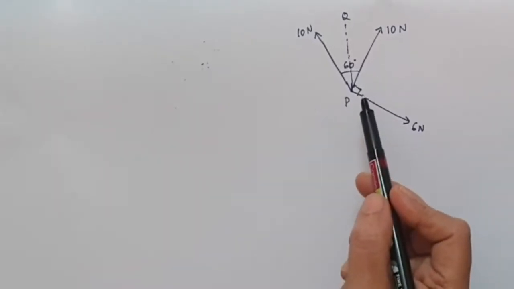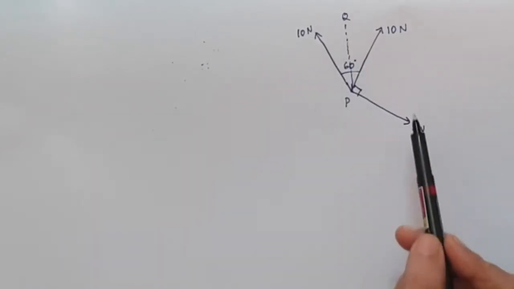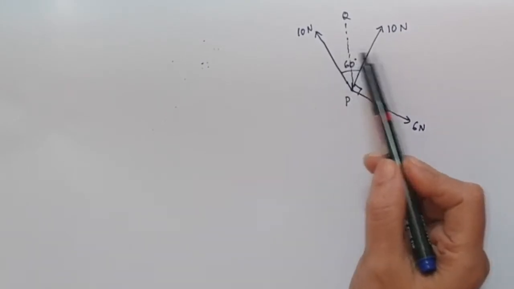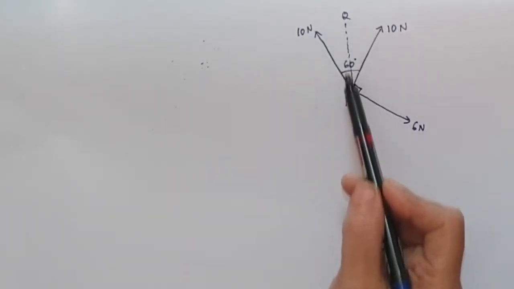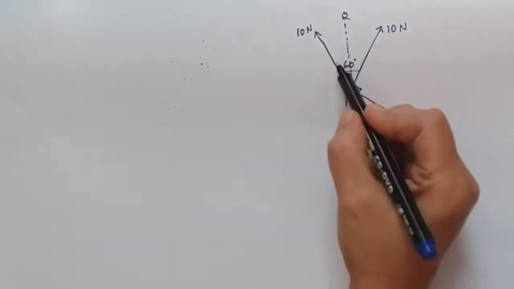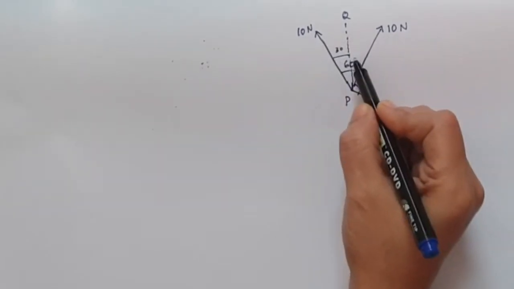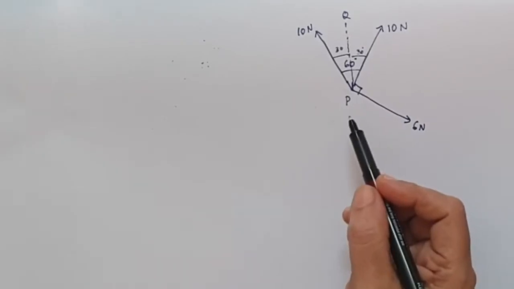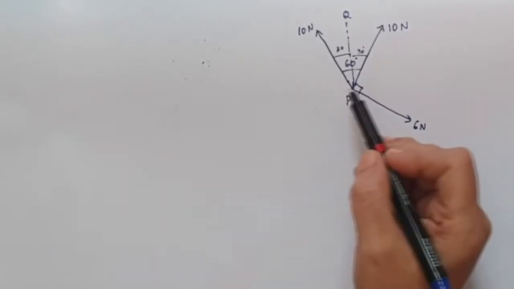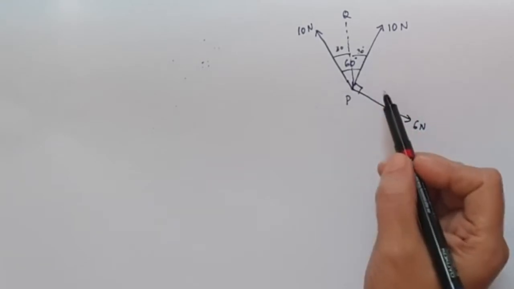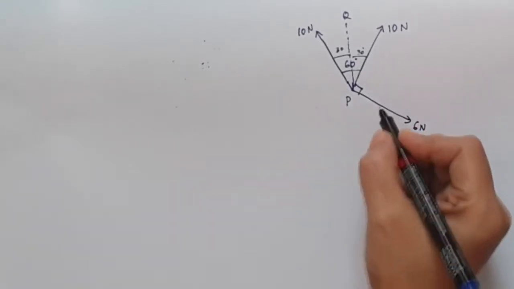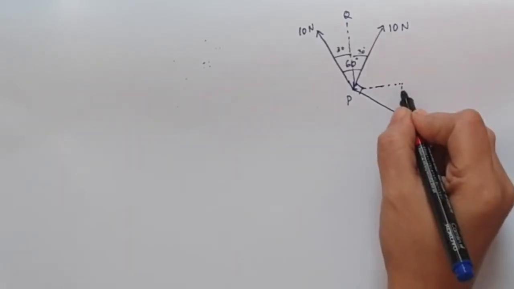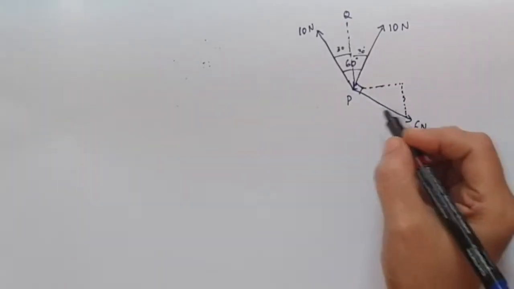This is the diagram which is given to us. The forces 10 Newton and 6 Newton act on the particle P. The angle between these two forces is 60 degrees and PQ bisects the angle. So this part of the angle is 30 degrees and this part will be equal to 30 degrees. Now we are going to resolve the forces along the horizontal direction and along the vertical direction. In order to resolve this, if we just draw a line, this is the horizontal line and this is the vertical line for this force.